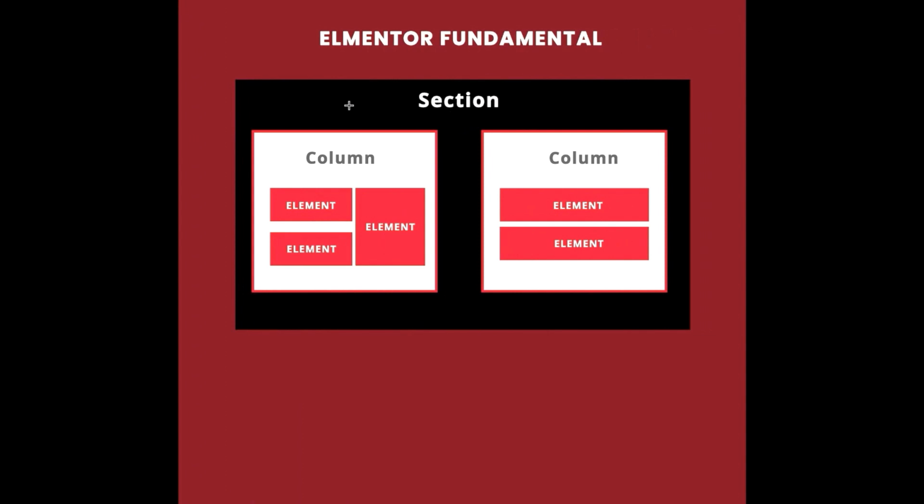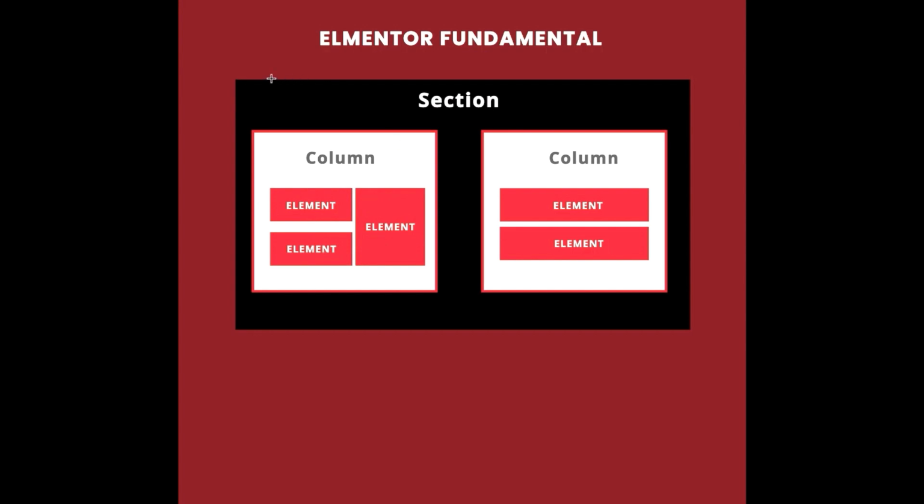Whenever you want to create a new design or new section of your website, you will have to take a new section for that. So section is the most outer thing. Then inside a section, you can take multiple columns. Like inside of a single section, you can take 2 columns, 3 columns, 4 columns, like that. And inside of each column, you can take multiple elements or widgets. Actually, elements and widgets are the same thing. Sometimes I say elements, sometimes I say widgets.